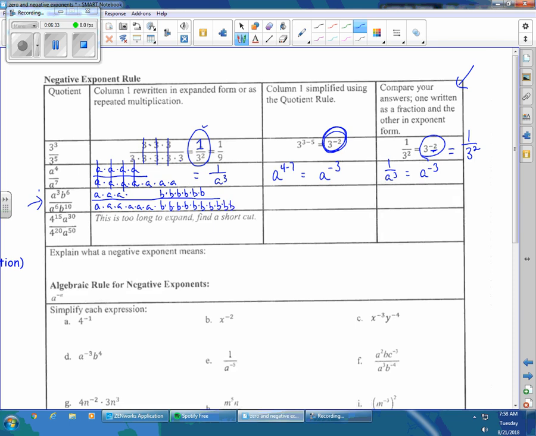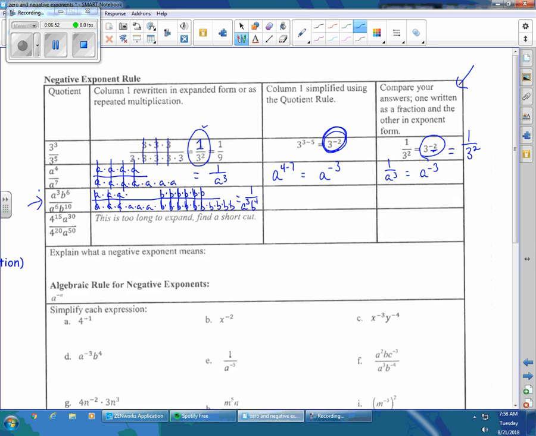Okay, so this becomes a 1. These are all 1s. So my numerator is going to be a 1. My denominator is going to be a. I've got 3 of them there, so a to the third, b to the fourth.